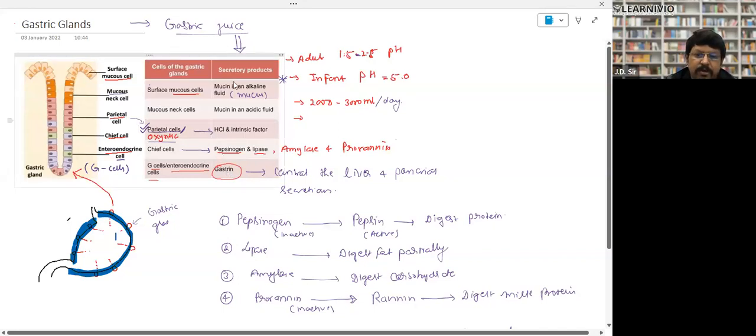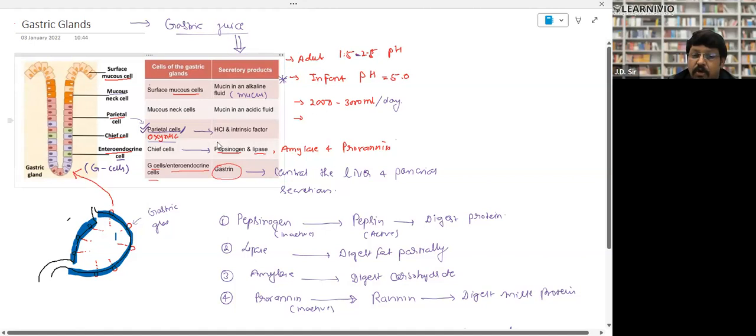What is the function of these? Mucus is a gel-like structure. It protects the stomach. HCl kills the germs and prevents food from being infected or rotten for a longer time. Pepsinogen and lipase digest the protein and fat, as we'll study. Gastrin is a hormone. It controls the secretion of liver and pancreas, right? Is that clear?